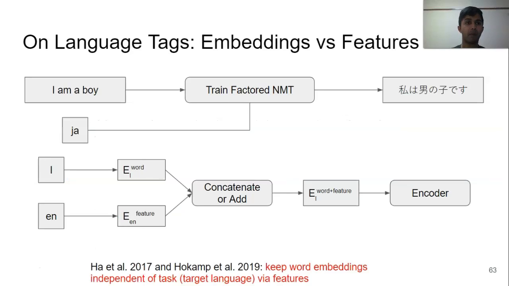Now, when we mark the source language tokens with certain language features, we can use a factored neural machine translation approach. By that I mean that you can have the word I and get an embedding for that particular word, and then if you use en to indicate the source language as English, then you can get a feature for English. You can concatenate or add these two features and then feed it to the encoder. This augmented feature basically makes the encoder aware of the word as well as the source language to which it belongs. Ha et al. and Hokamp et al. said that it's important to keep word embeddings independent of task, which is the target language, via features.